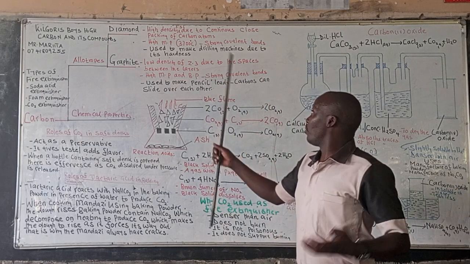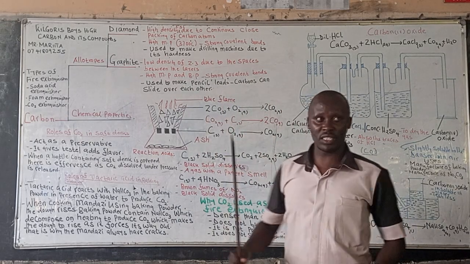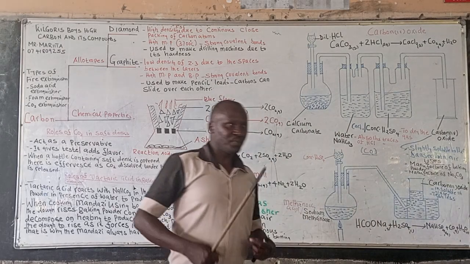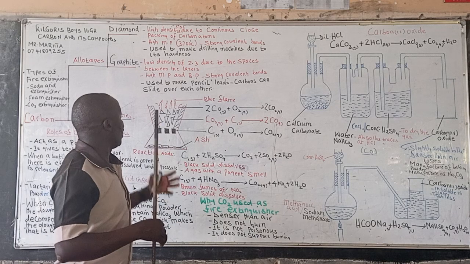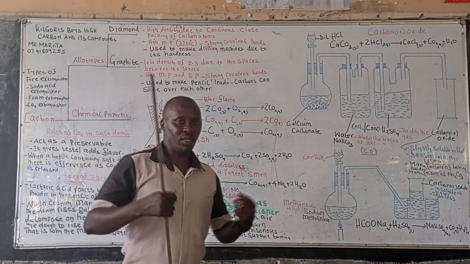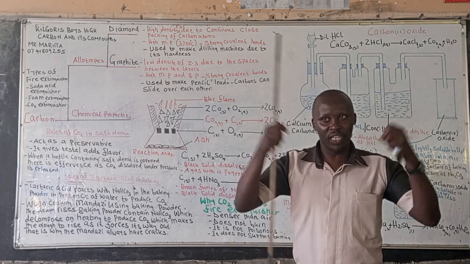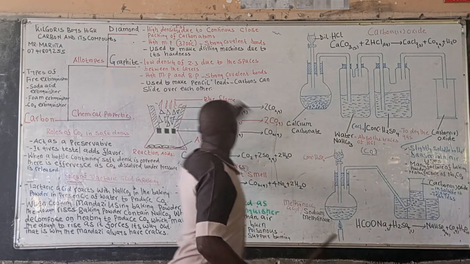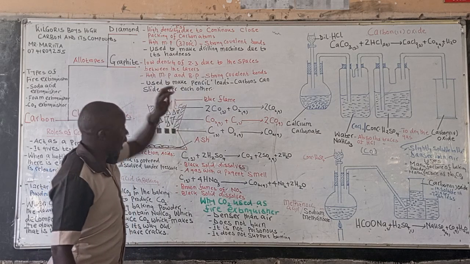Diamond is used to make drilling machines due to its hardness. As you know, diamond is one of the hardest known substances. Because the atoms are closely packed, it has what we call a rigid mass, and that is why it is used to make drilling machines due to its hardness.